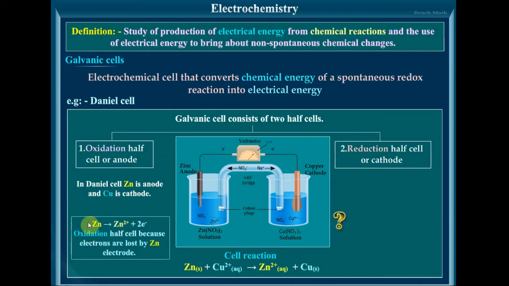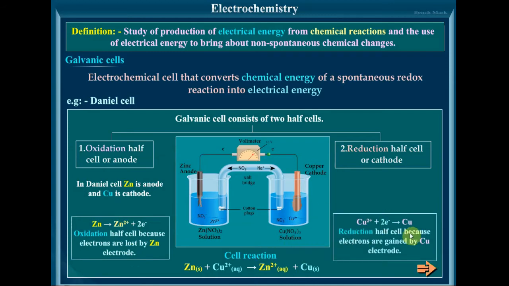So here it is written what I have told earlier: Zn gives Zn2+ plus 2 electrons, the oxidation half cell, because electrons are lost by the zinc electrode. Cu2+ on this side gains electrons and undergoes reduction. So it is the reduction half cell, because electrons are gained by the copper electrode.